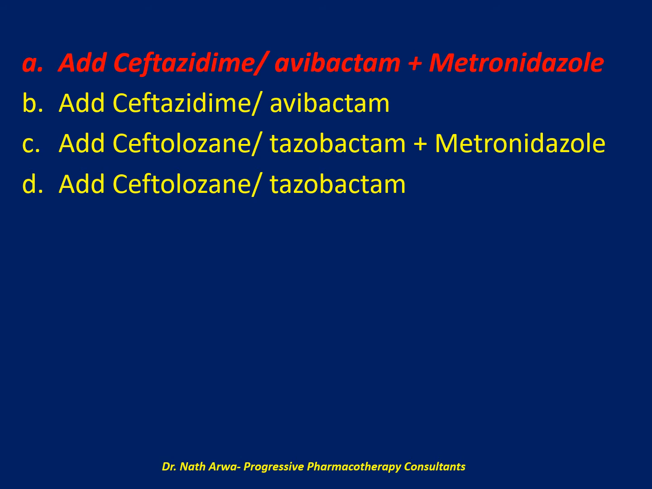I would add ceftazidime-avibactam and metronidazole, and I'll tell you the reason why. Now, this patient is infected with a carbapenem-resistant Enterobacteriaceae, what we abbreviate as CRE. And we know that ceftazidime-avibactam has activity against CRE organisms. And ceftazidime-avibactam does not have anaerobic activity. Thus, metronidazole should be added to it. Let's move to the next question, please.